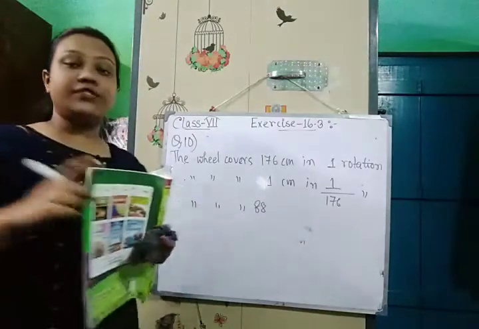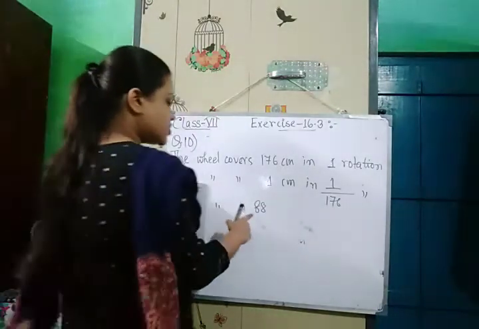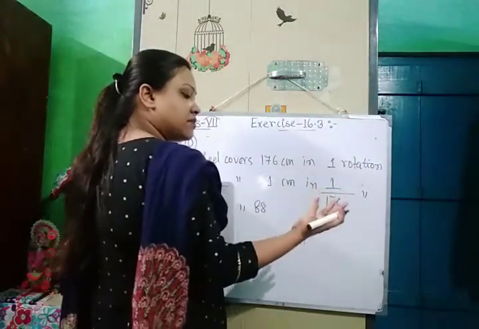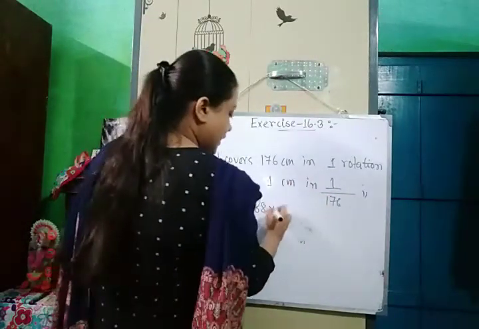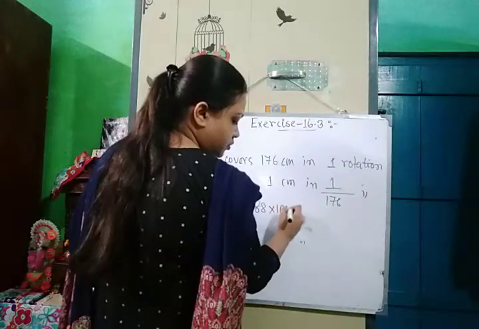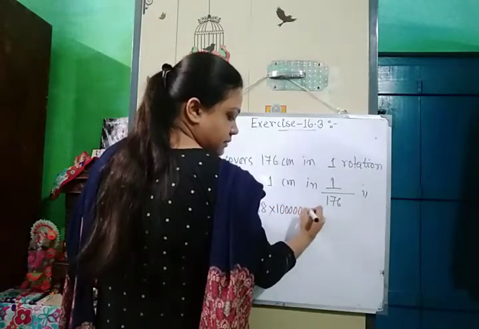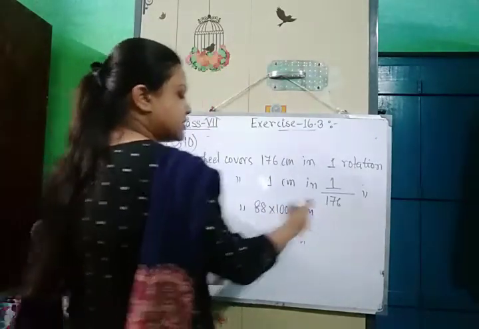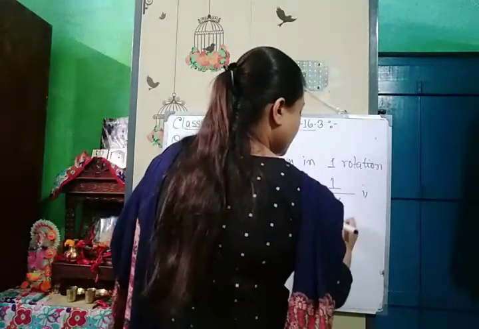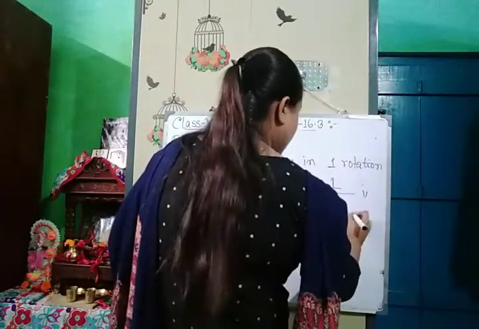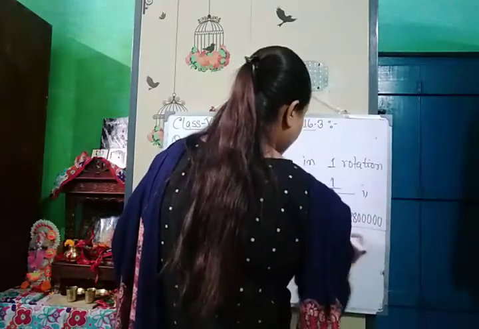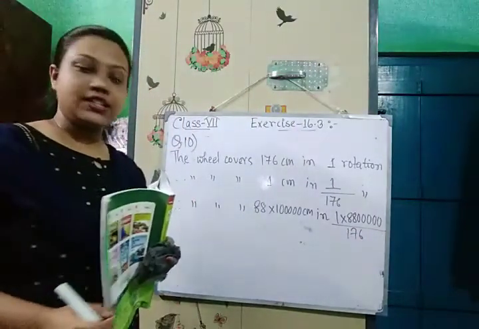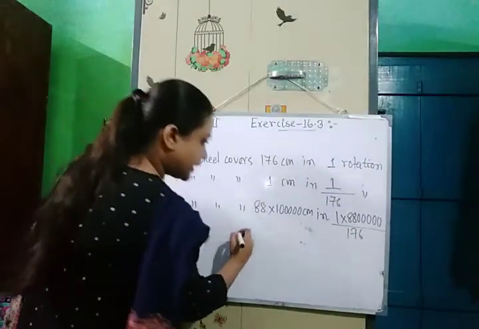So now we will convert it to centimeter. So kilometer, hectometer, decameter, meter, decimeter, centimeter. So 5 into 1, then 1, 2, 3, 4, 5, 0 centimeter. This much centimeter in 88, so 1 into 8, 8, then 5 zeros divided by 176. So now we will do the cancellation. I am doing the cancellation here.